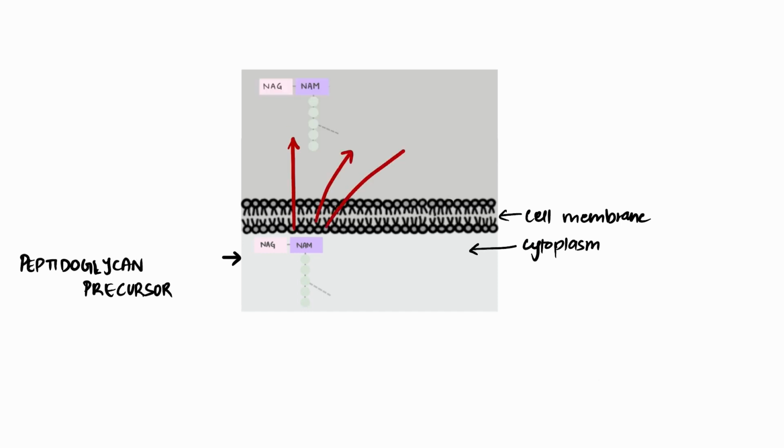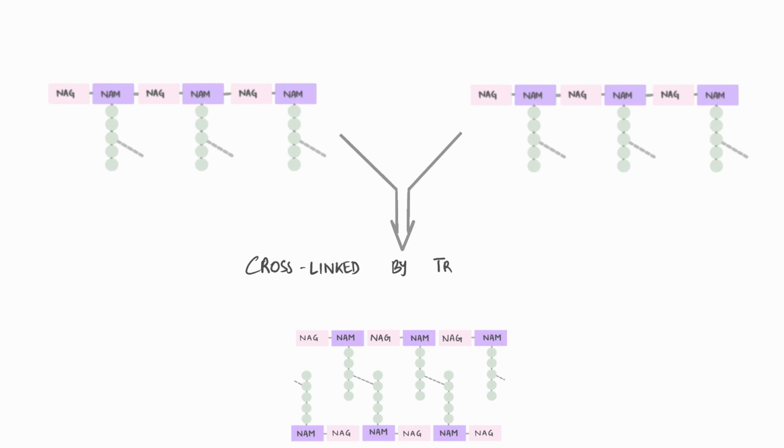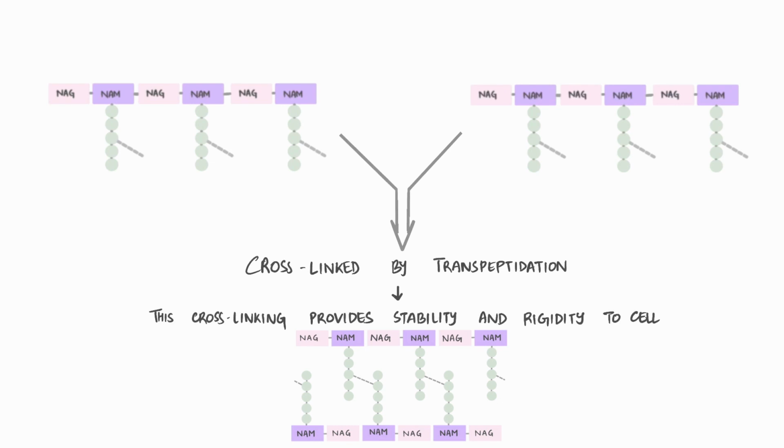The peptidoglycan precursors are synthesized in the cytoplasm and are transported across the cell membrane for assembly into linear polymers. These linear polymers must be further cross-linked by a transpeptidation reaction. Cross-linking provides stability and rigidity to the cell wall.